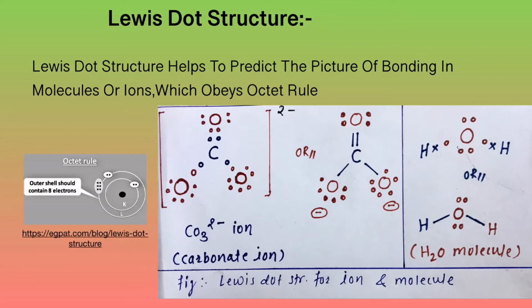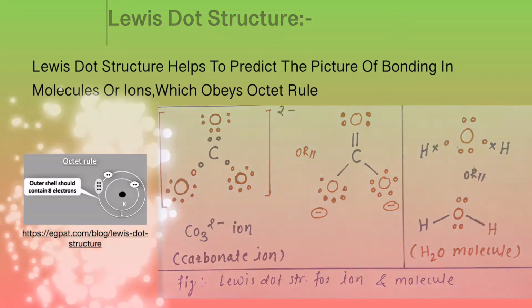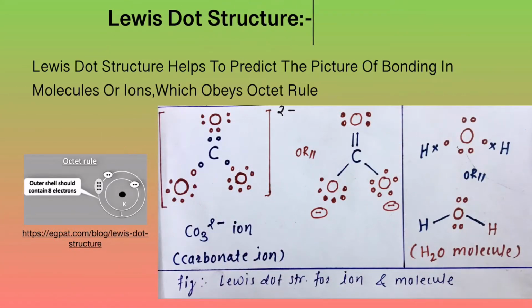For example, I have shown the carbonate ion and the water molecule by the Lewis structure. From this you can observe that there is one carbon-oxygen double bond along with lone pairs, and two carbon-oxygen single bonds along with lone pairs. Similarly, in the water molecule there are two O-H single bonds along with lone pairs on the oxygen atom. So in both examples there is a clear picture of bonding in the molecule and ion.